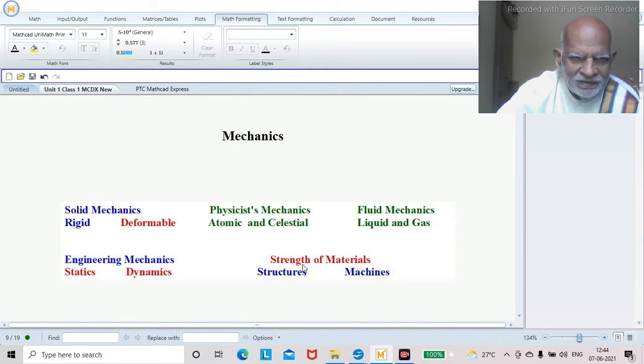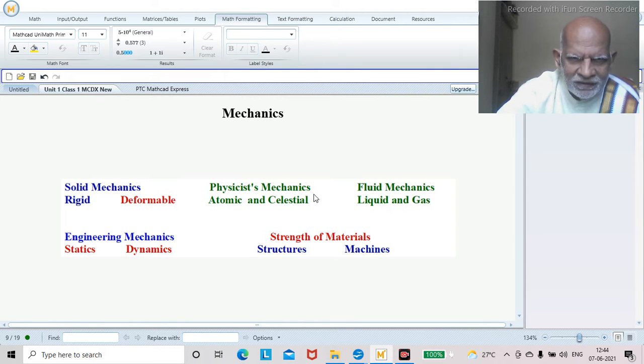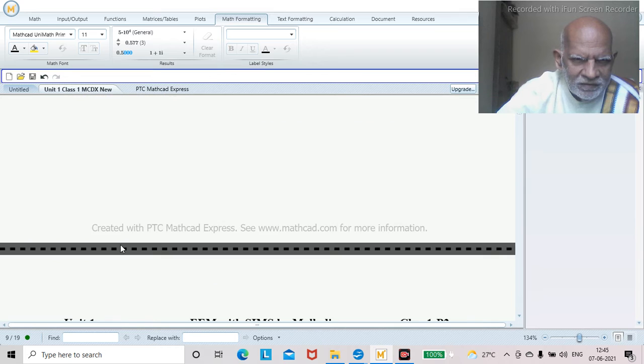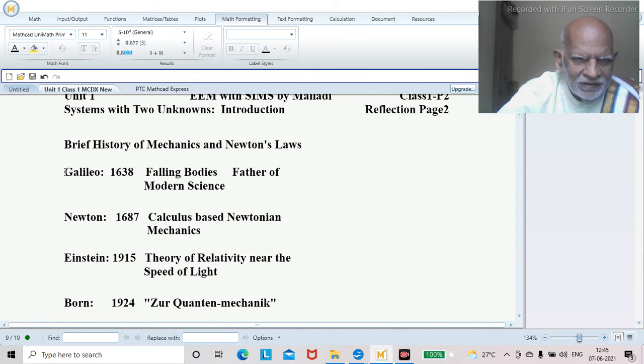Mechanics is divided into three broad categories. Right now we deal with solid mechanics, and within that we deal with rigid bodies. In rigid body mechanics, engineering mechanics, statics is for static bodies or bodies with constant velocity, and dynamics is for accelerating bodies. The history starts with Galileo, the father of modern mechanics. Then Newton, the most important one, and then Einstein and Born.